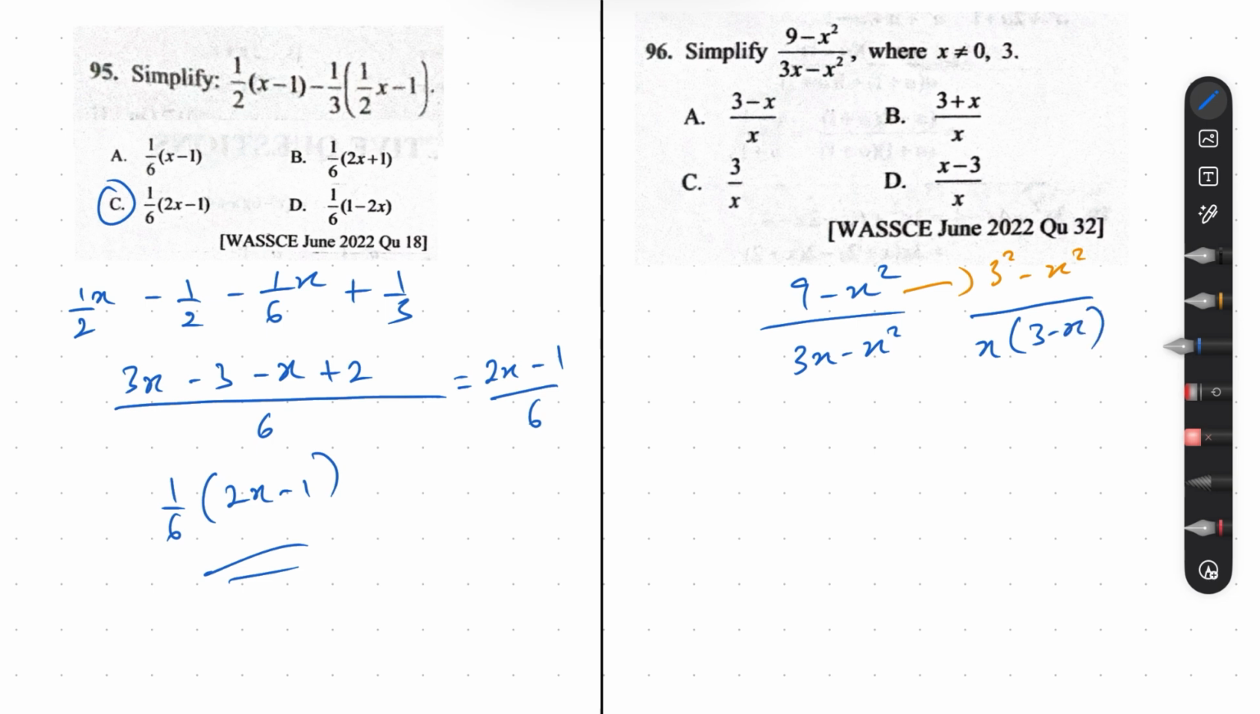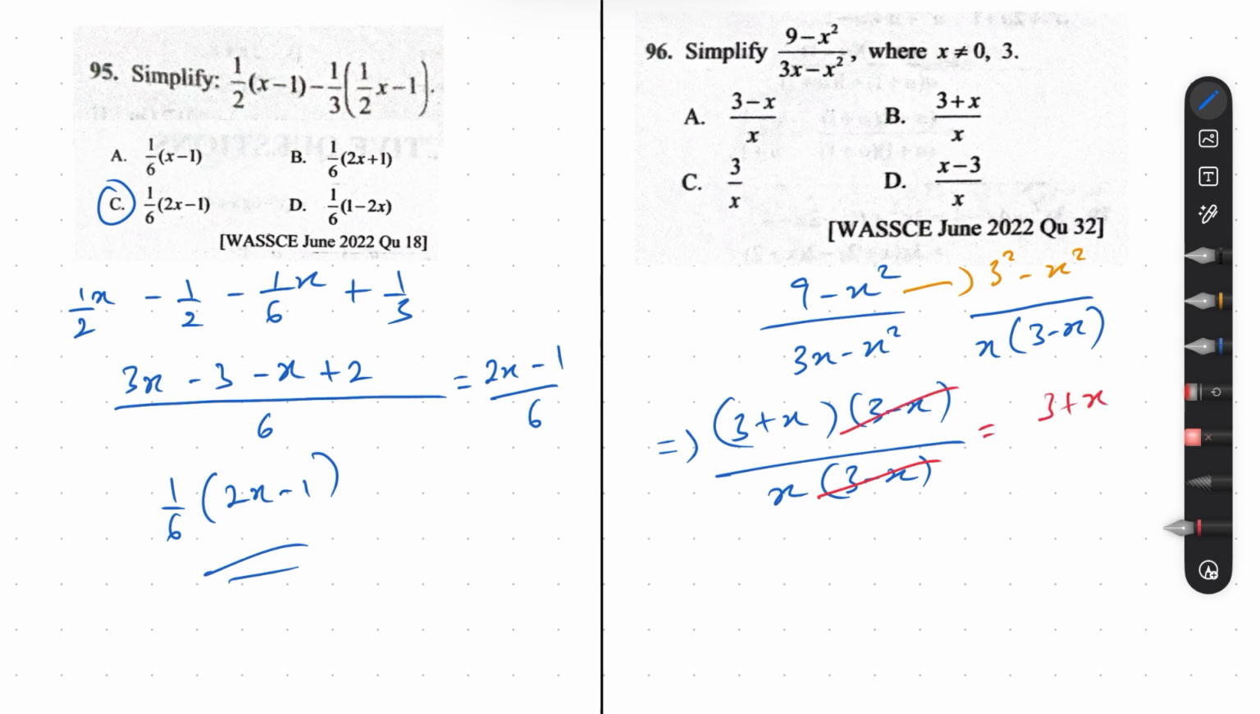Okay, cool. So now let's do our difference of 2 squares, which is 3 plus x multiplying 3 minus x all over x multiplying 3 minus x. So now we can cancel out, right? 3 minus x cancels 3 minus x. Our final answer is 3 plus x over x. Do we have that in our solution? 3 plus x over x? Yes, it's B. Okay, cool.